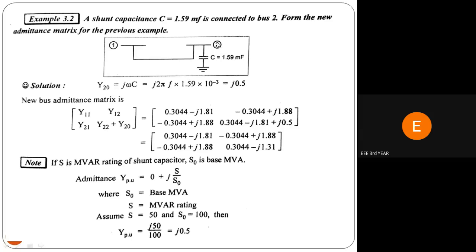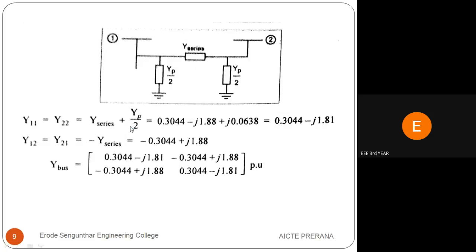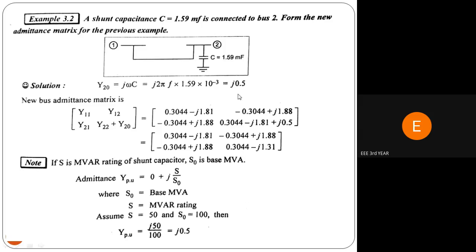You can see here that the capacitor is connected only to the second bus. If it were connected to buses 1 and 2, we would have to consider everything. In this sum they are considering only the second bus, so we can add that value only in the second bus. From the previous sum, the Y bus matrix is taken into account and this value is added. So Y22 is added with Y2 naught.